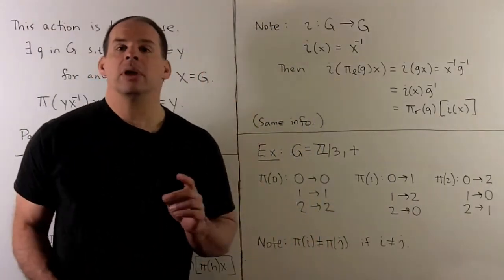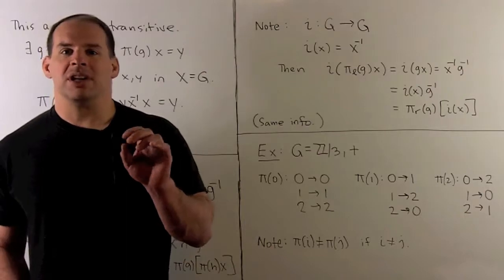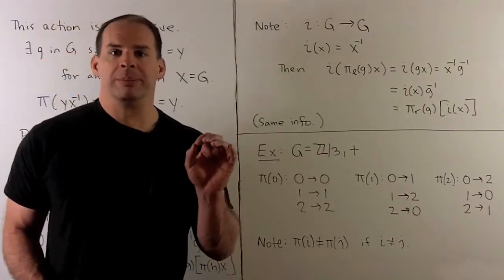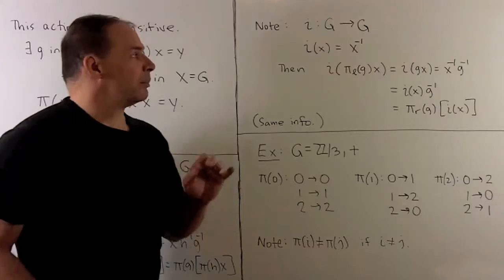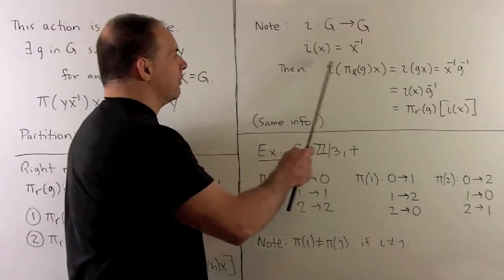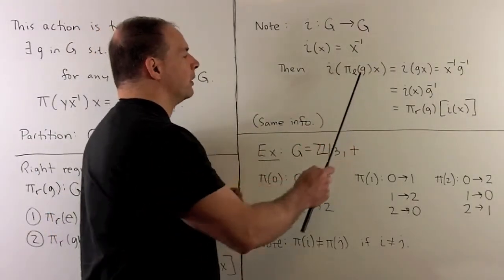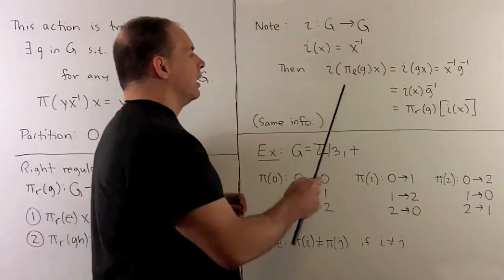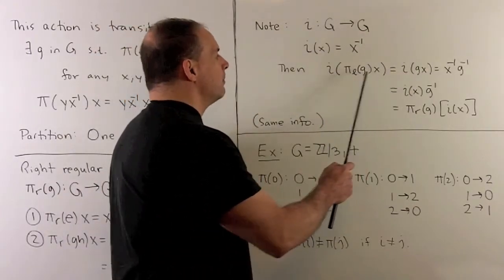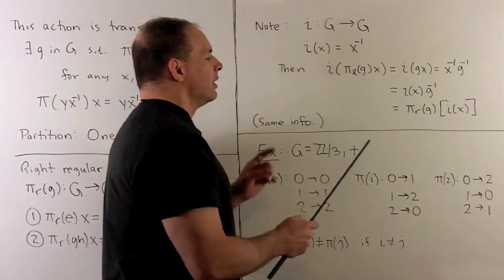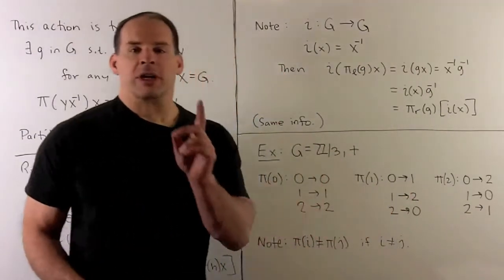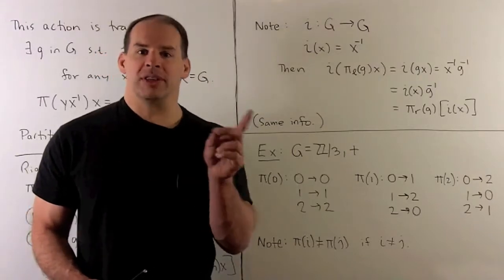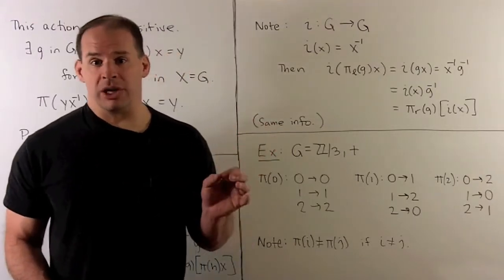Now, considering the right action doesn't give us any more information. I could pass from the left action to the right action and back by considering this map given by taking the inverse. So what happens is, if we apply the left action, take inverses, it's going to be the same as if we took inverses and then applied the right action. So I could push from one side to the other using this map. So no new information.